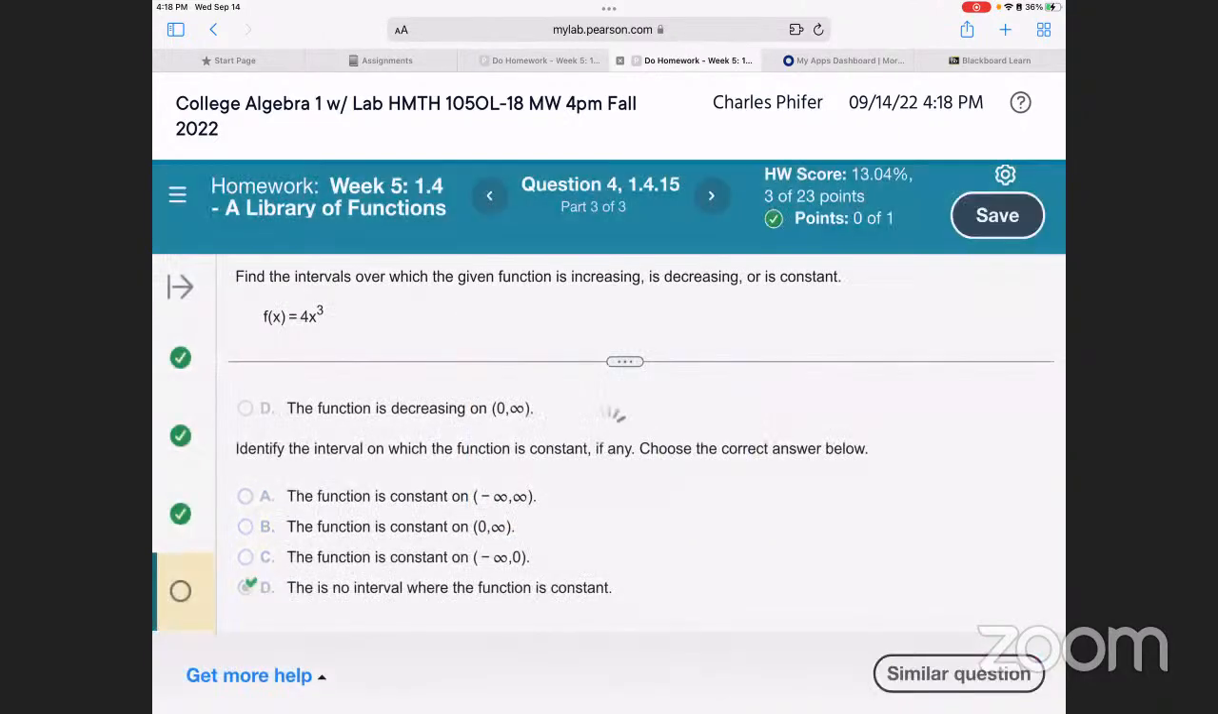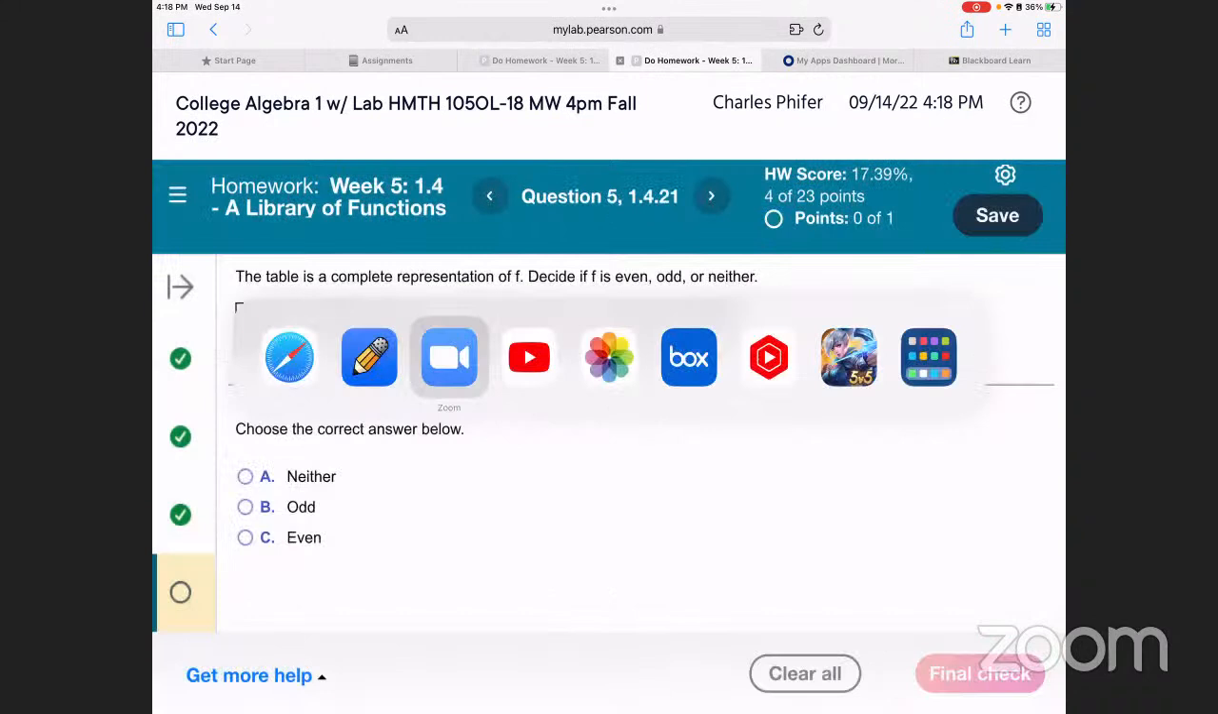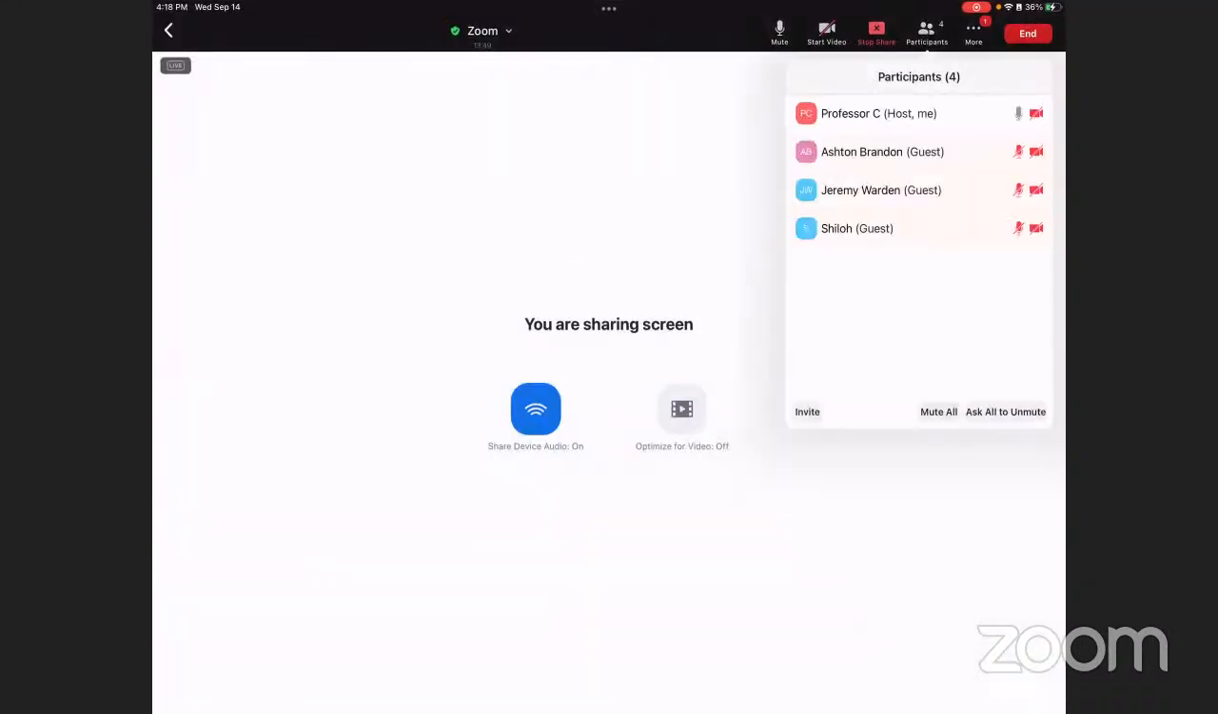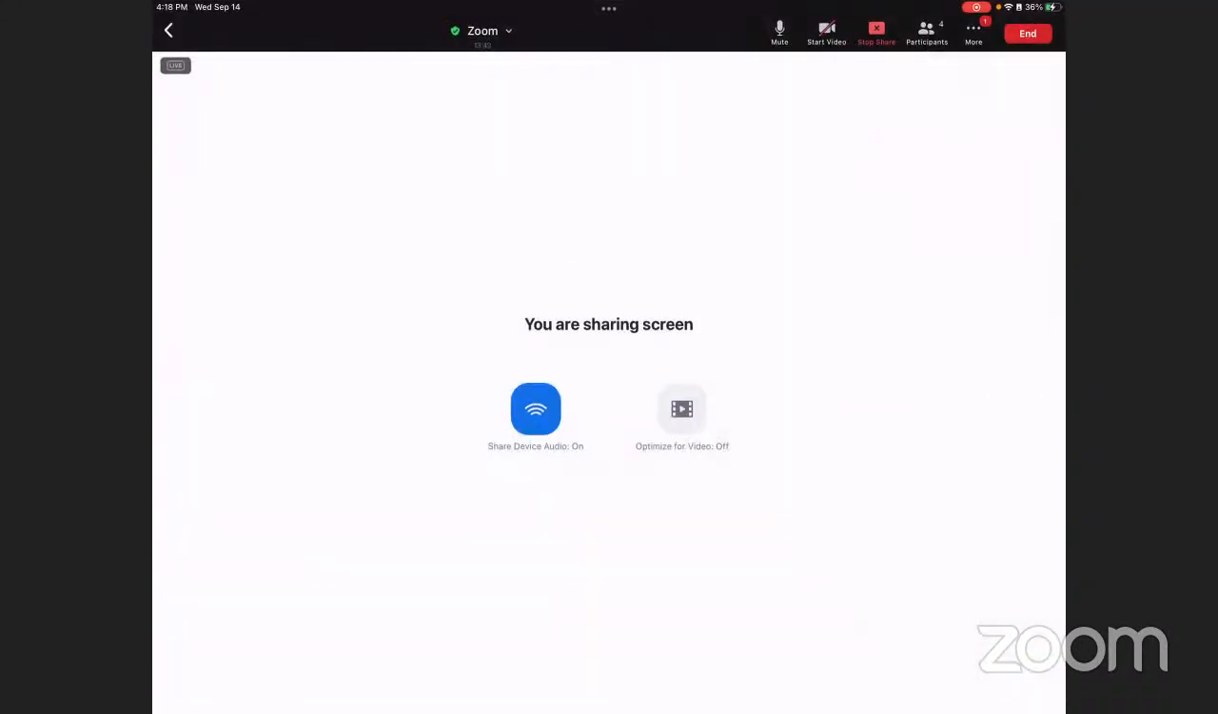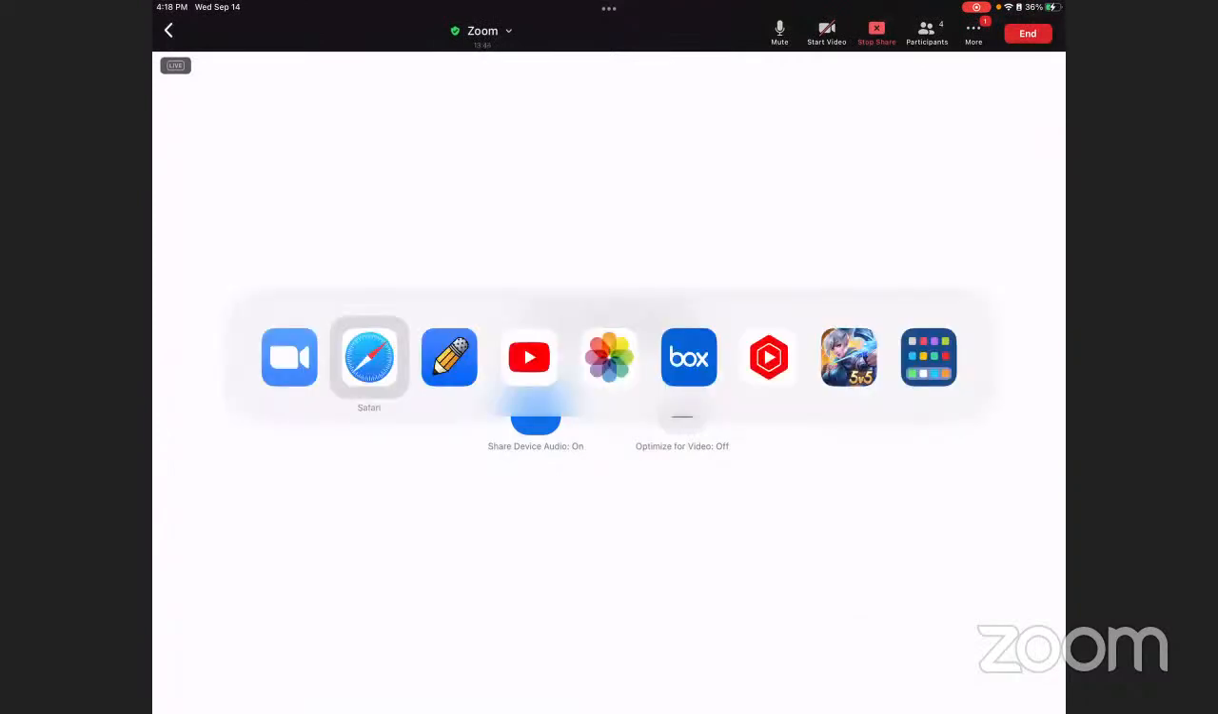Okay, let me check Zoom one more time. Nope, they are missing. I have to check my email.